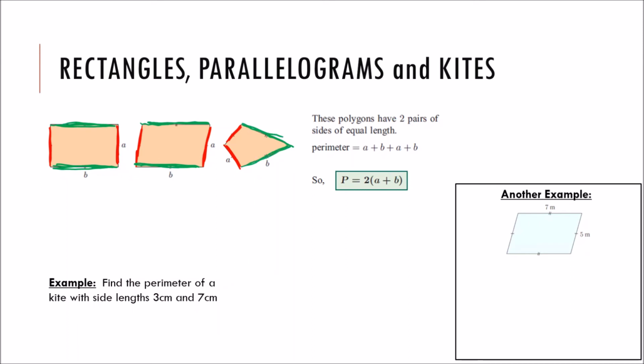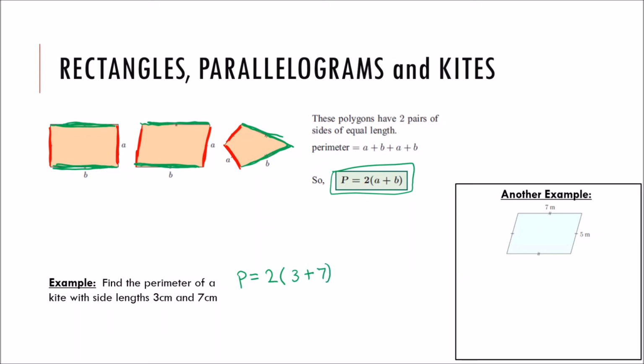So if these polygons, these shapes, have 2 pairs of sides of equal length, that means the perimeter is just A plus B plus A plus B, where A and B are your 2 different side lengths. So in general, you have this formula, which is P is equal to 2 times your A plus B. So let's look at some examples. For the perimeter of a kite, we have P is equal to 2 times A plus B. A is our first side length, plus our 7, which is our second side length.